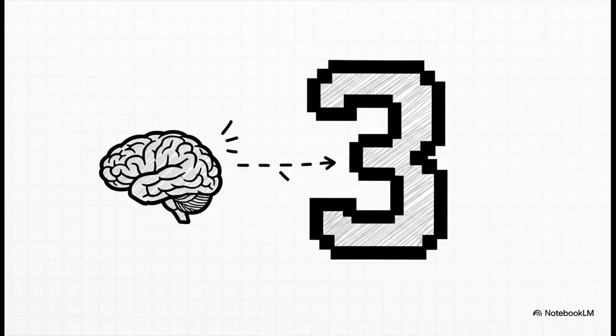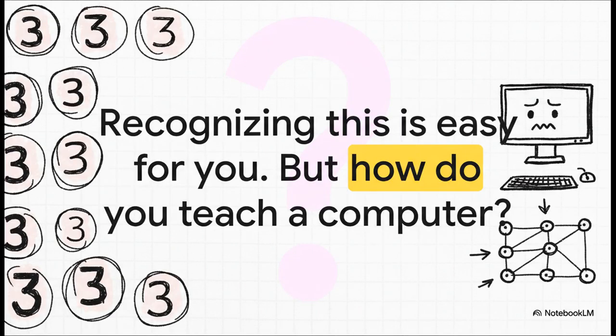Let's kick things off with something super simple. Take a look at this. It's a pretty sloppily handwritten number 3, and it's at a really low resolution. Your brain, though, it knows it's a 3 instantly. You don't even have to try. And that's where things get interesting. For you, this is a piece of cake.